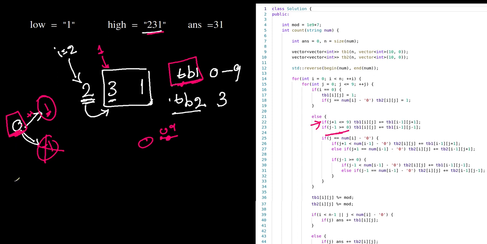Now the next j, 0, then 1. The two possibilities: 1 plus 1 is 2. Now 2 is less than 9. What is the solution for this value at the previous index? Also we take it from this table, and the reason we are taking from this table is that the current value for j is 1, and no matter what the digit's value here, still the number is less than 231.